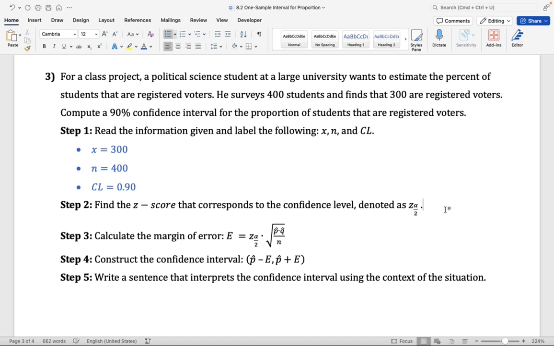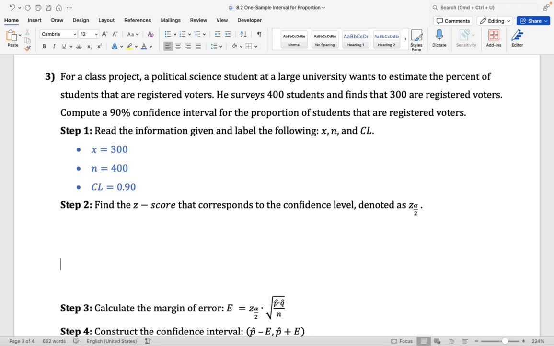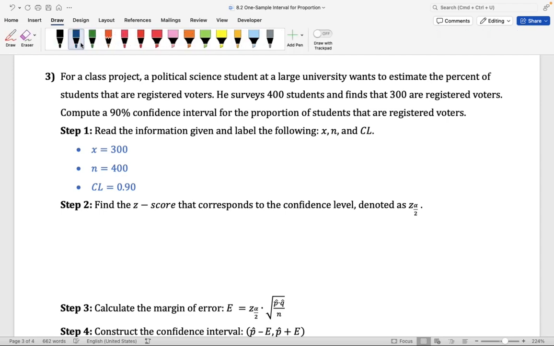Now, let's go ahead and find the C-score. And for this, I want to make sure that you can visualize what we're doing here. Let me go ahead and draw the curve. This is the p-hat distribution, and we're assuming that this distribution follows a normal distribution. Our confidence level is 90%. That means we are wanting to capture 90% of the area here in the middle. This area is 0.90.